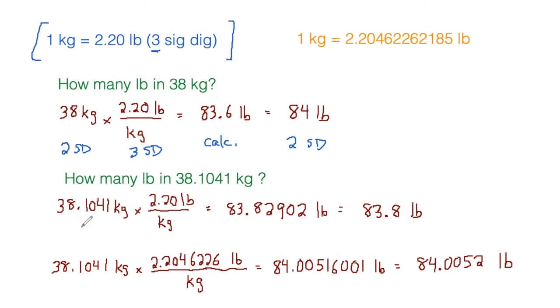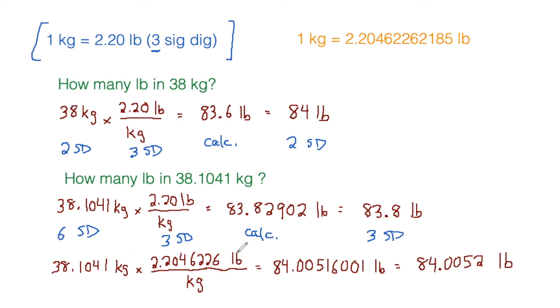If you have a more precise measurement, here we have one with 6 significant digits. Now if we use this conversion factor, we're actually limited by this conversion factor. It only has 3 significant digits. And so we can't keep the entire answer the calculator gives us. We're going to have to go down to 3 significant digits. So that's probably not the best thing to do.